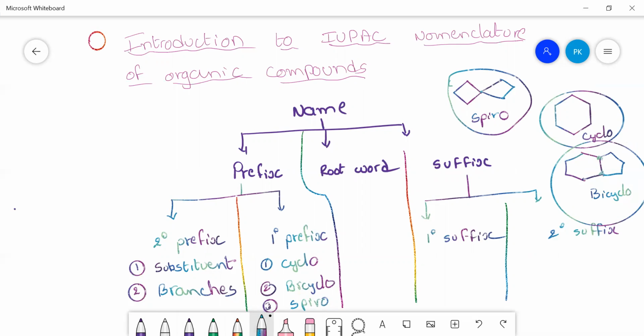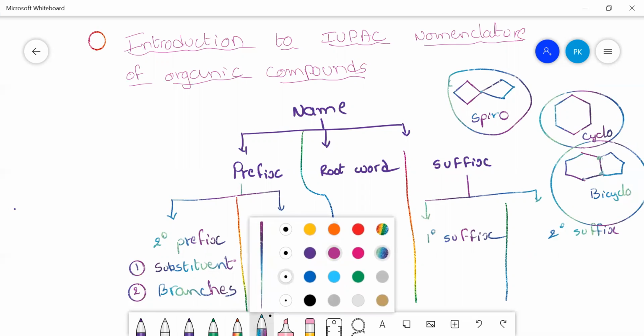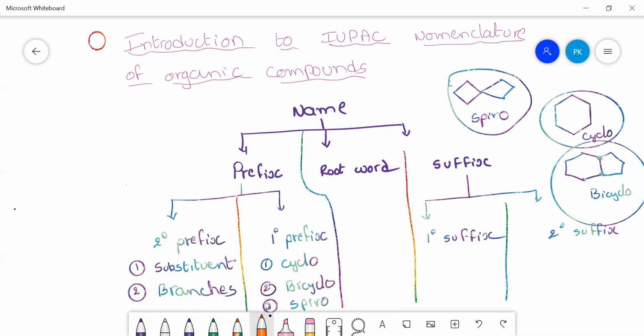Clear? Okay. So coming to the root word, it explains the parent carbon-carbon chain length. It only explains the parent carbon-carbon chain length. How can we know that? I will give you the list here, students. Let us continue.